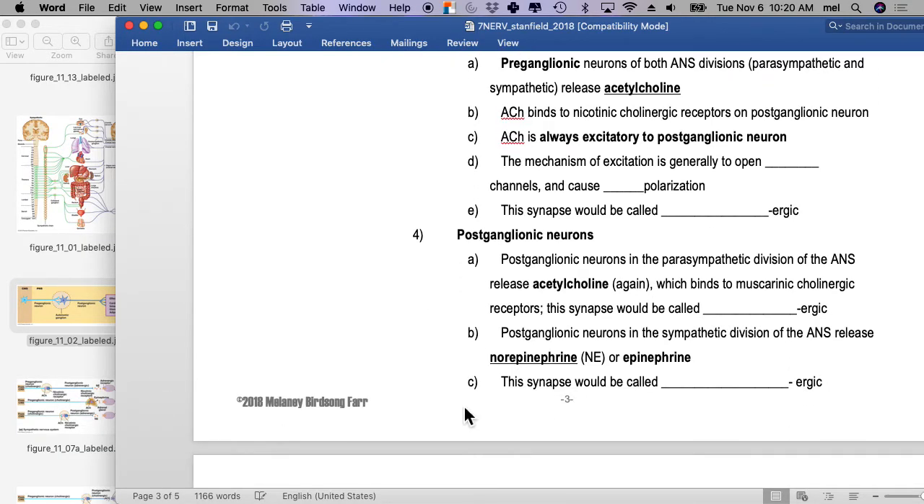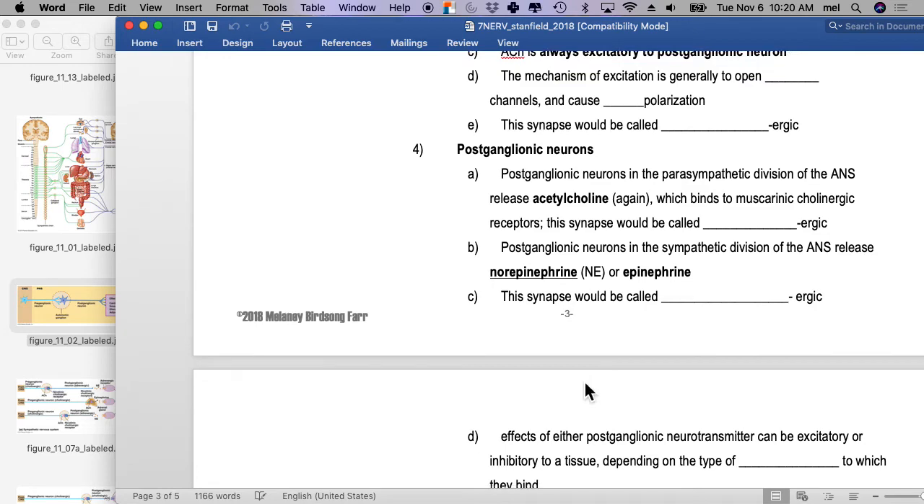Okay, so now of course it's going to have to differ, right? It has to differ right there. It's definitely going to have to differ right there. Okay, the postganglionic neurons in the parasympathetic nervous system are going to release acetylcholine again. Okay? And there it's going to bind to muscarinic cholinergic receptors. That synapse is still cholinergic, okay? And I'll tell you what it does in just a second.